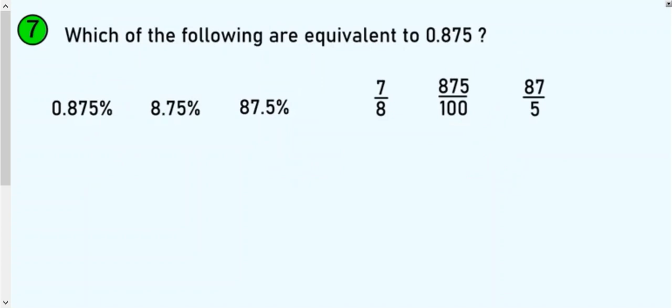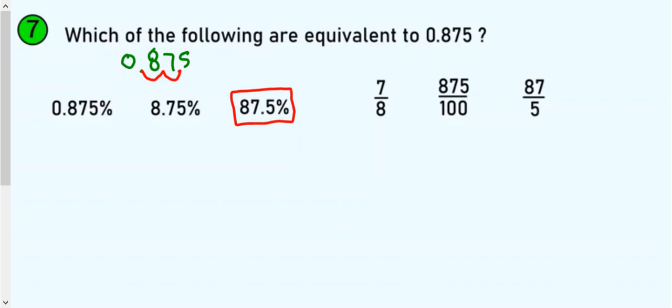All right, this one here, we're trying to find which of the following are equivalent to 0.875. So we're looking for a percentage here on the left and also a fraction there on the right. First thing I'm going to do is write our decimal over here. So now I have my decimal, 0.875, and in order to turn it into a percent, we can move it 2 places to the right. So we go 1, 2, and we get 87.5%. So we would choose this answer here.